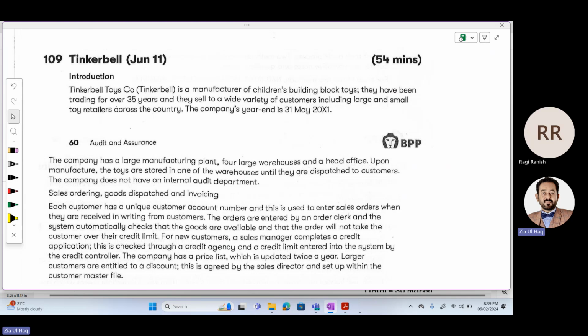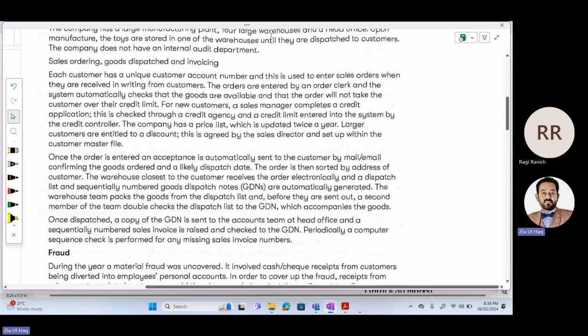Sales, ordering, goods dispatch, and invoicing system. Each customer has a unique customer account number, and this is used to enter a sale order when it is received in writing from the customer. The orders are entered by an order clerk and the system automatically checks that goods are available and that the order will not take the customer over their credit limit.